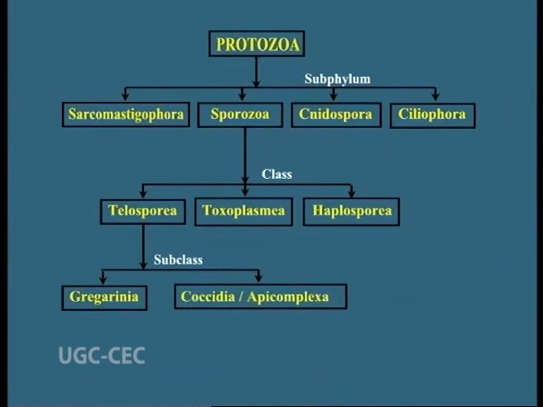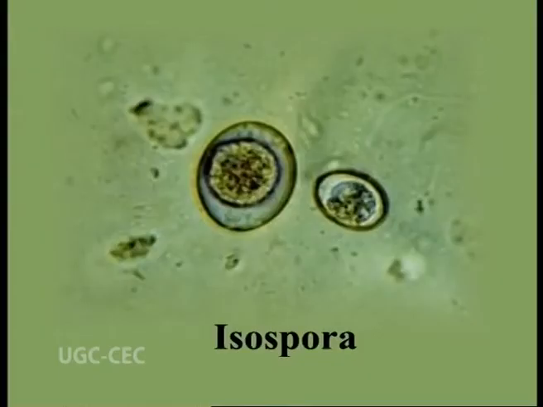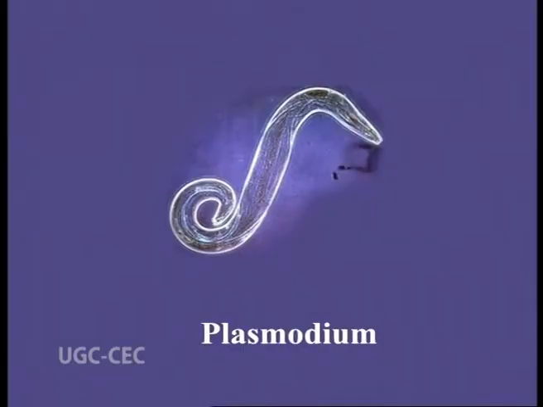Subclass Coccidia or Epicomplexa. Examples are Eimeria, Isospora and Plasmodium. Their mature trophozoite is small and typically intracellular. Parasites in the digestive tract or blood. Gametocytes are dimorphic. Each oocyst produces many sporozoites which multiply by schizogony in tissue cells.